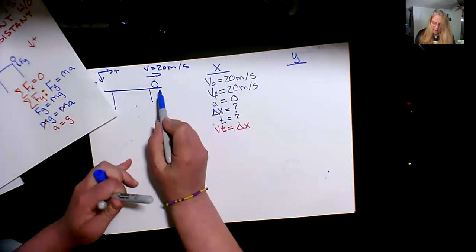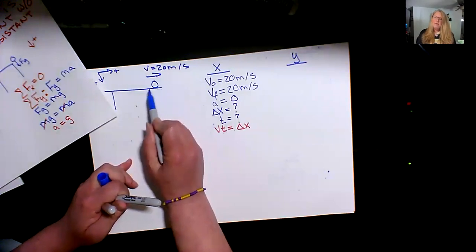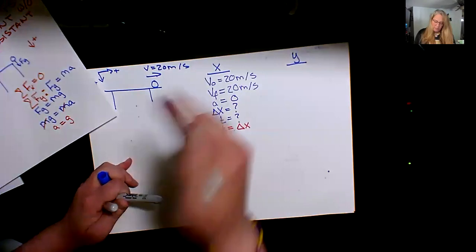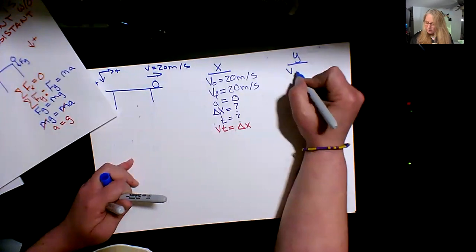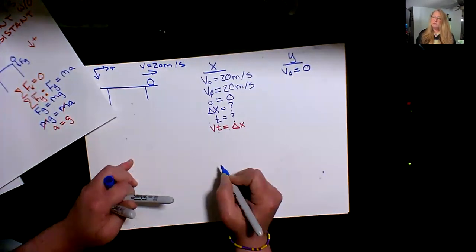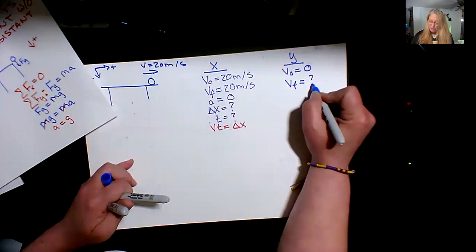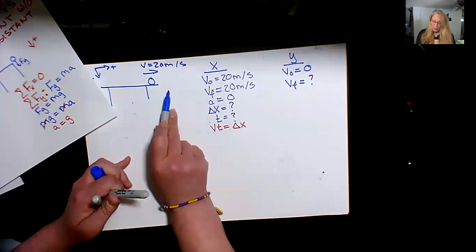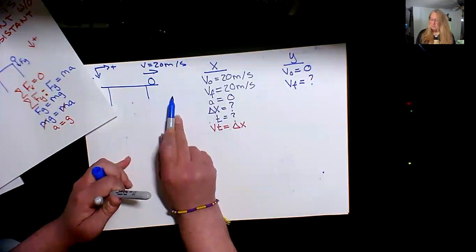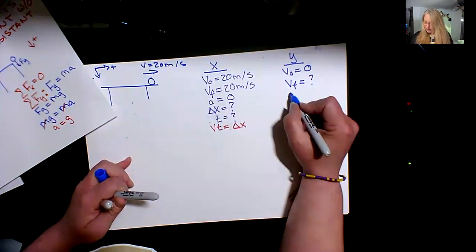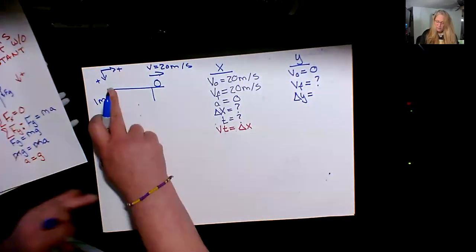For my y, talking about that split second where it's just going to come off the table, I have no velocity in the y because it is on the table. All of the motion is in the x. So my initial velocity in the y is 0. My final velocity in the y, well, that's definitely changing, but I don't know what that is. It's going to be whatever acceleration does to it for the length of time that it's in the air. So I don't know what that is. Do I know my change in height? I do. This is 1 meter.